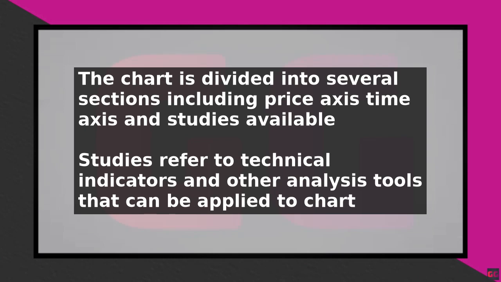The chart is divided into several sections, including the price axis, time axis, and studies. The price axis displays the price range, while the time axis displays the time intervals. Studies refer to technical indicators and other analysis tools that can be applied to the chart. Some common studies include moving averages, relative strength index, and Bollinger Bands.